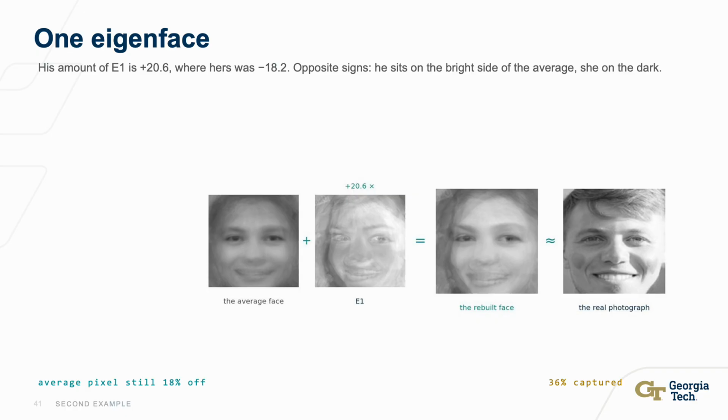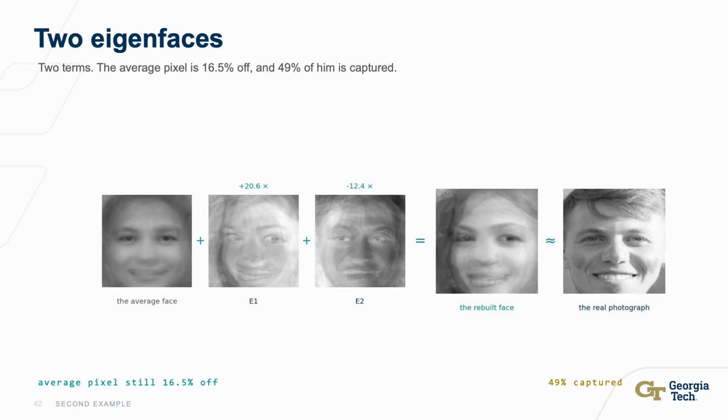The opposite signs: this person's frame sits on a bright side of the average, while the previous person's frame sat on the darker side. Same pattern, opposite direction. That is what a coefficient does.